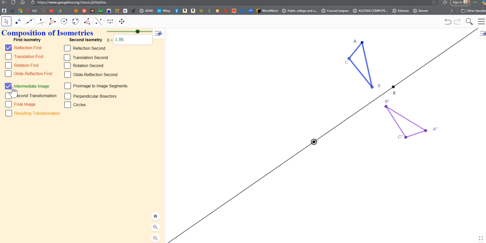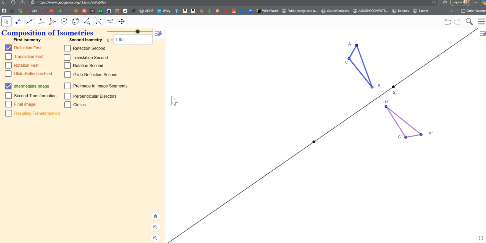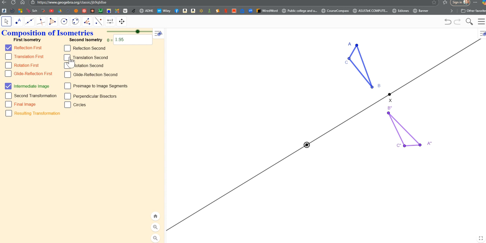So let's start. We start with a pre-image here, which we can control. It's a general triangle. And our intermediate image, or first image, is going to be labeled with double primes. And that will be the reflection over this line. So we start with the reflection. Okay, now actually we've talked about reflections first and reflections second already, but let's go ahead and review that.